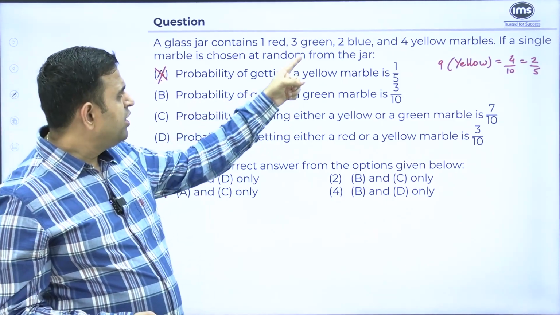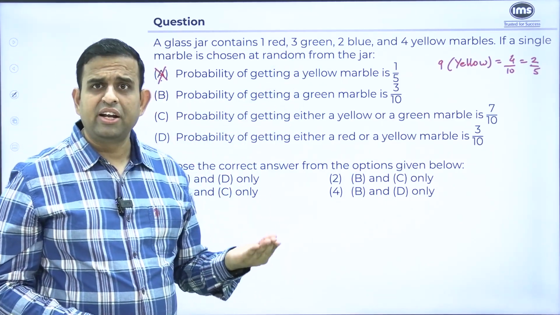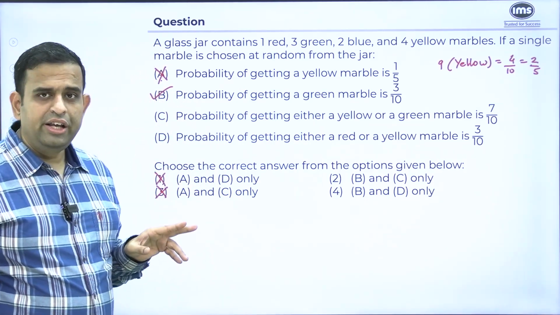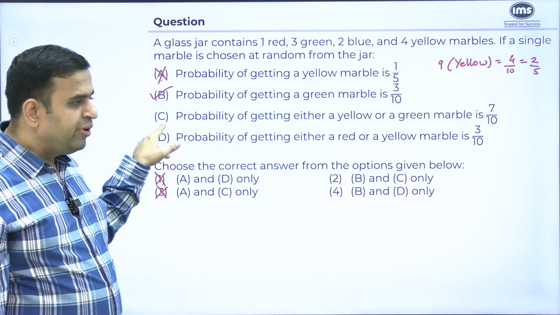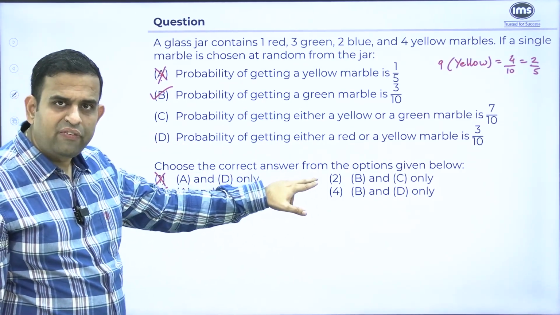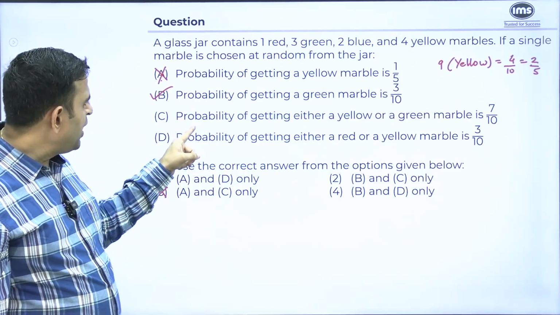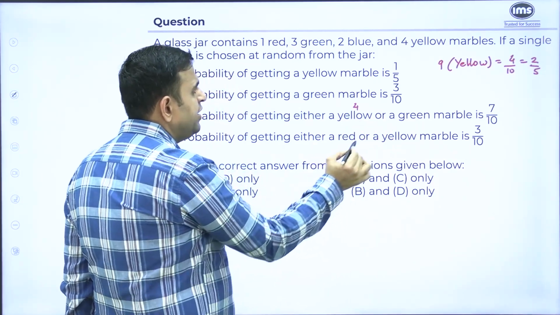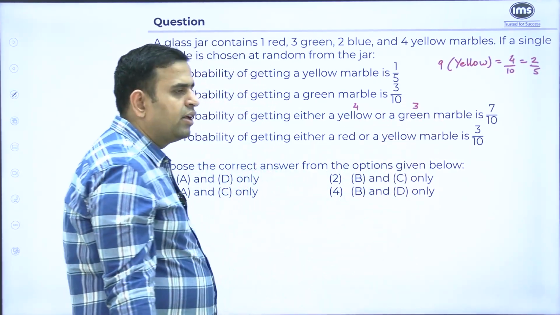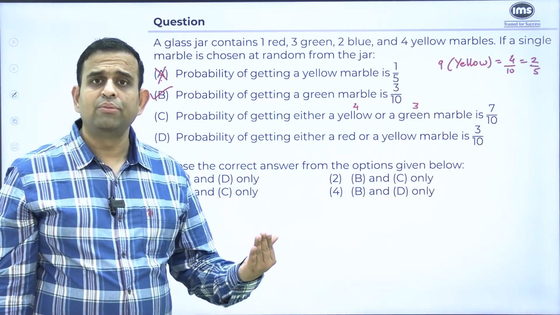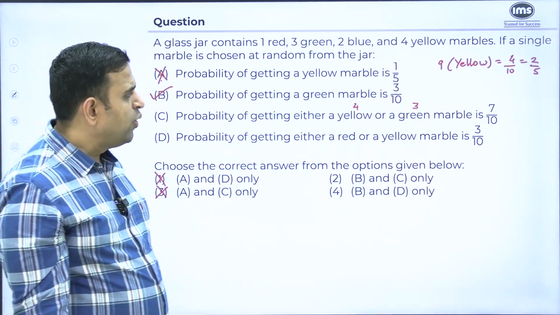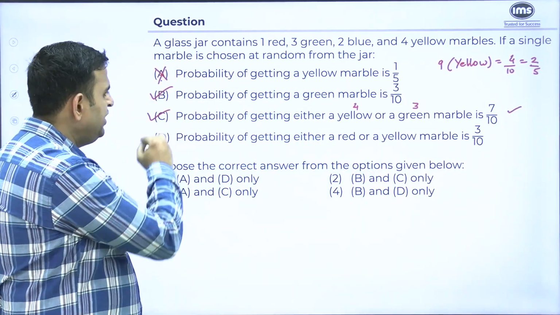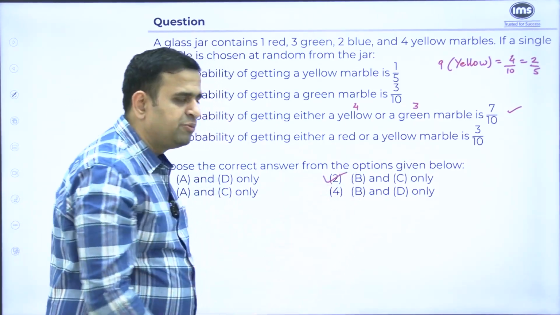Probability of getting a green marble: green are 3 numbers out of 10. So 3 by 10 seems to be fine. So what we can do is check either C or D. If I check C and it comes out to be true, I will mark 2. Otherwise, I will mark 4. So the probability of getting either a yellow, which as I told you were 4 in number, or a green, which were 3 in number, a total of 7 marbles are green or yellow, 7 out of 10. This seems to be a right statement. So C is right. If B and C are right, option number 2 must be the answer.